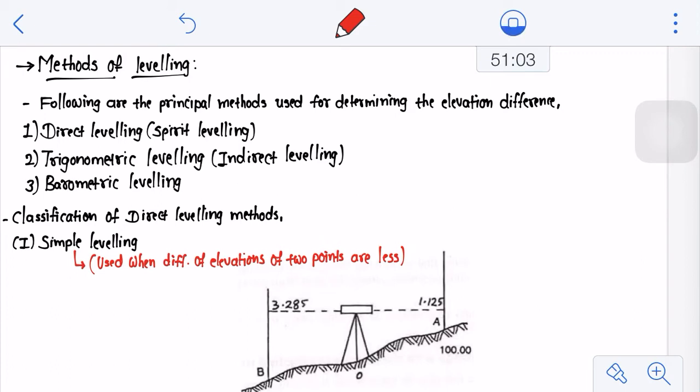In the last video of leveling, I covered the detailed introduction of leveling. I discussed the aim and objectives of leveling, and also the applications of leveling. I covered various terms used in leveling, and I also discussed the instruments used in leveling. So finally, I covered the overall brief introduction of leveling in a proper way in my last video.